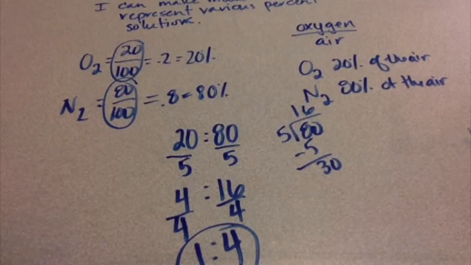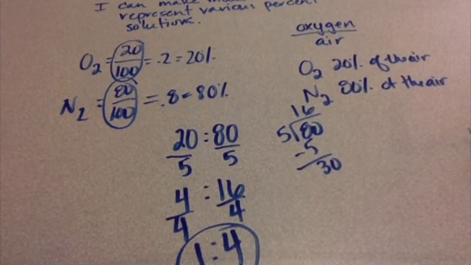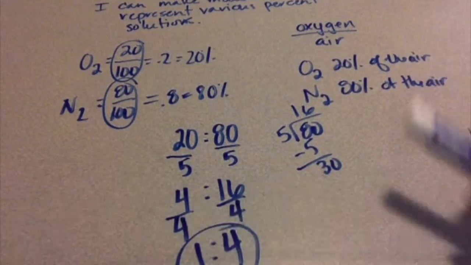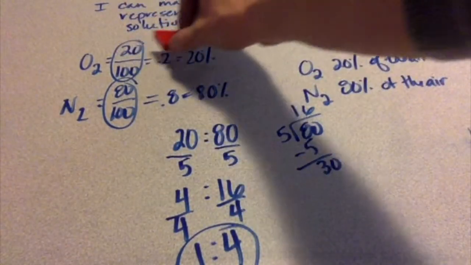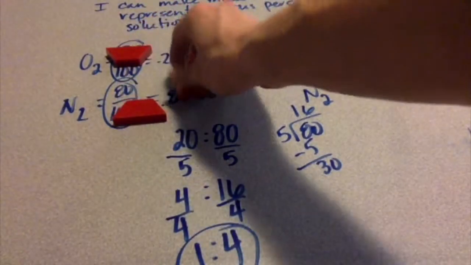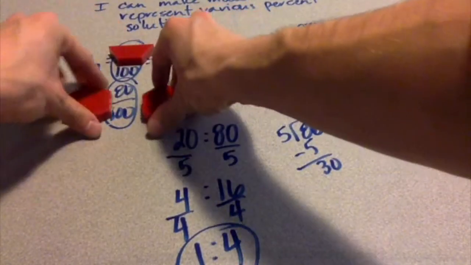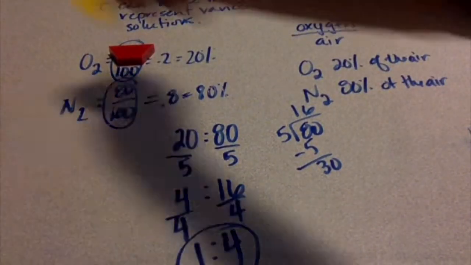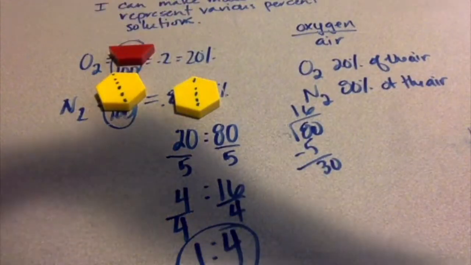So from there, I want to make a model to show what air is going to look like using this 1 to 4 ratio. So let's think, how might I do that? Well, I'm going to find a shape that I want to use. That's going to be my 1, my oxygen. For every 1 of those, there's going to be 4 nitrogens. So I'll get out 4 pieces of the same size, just like that. So now I have 1 oxygen to 4 nitrogen. Well, I'm noticing that I can make these into hexagons. And so now you can see I still have that 1 to 4 ratio.